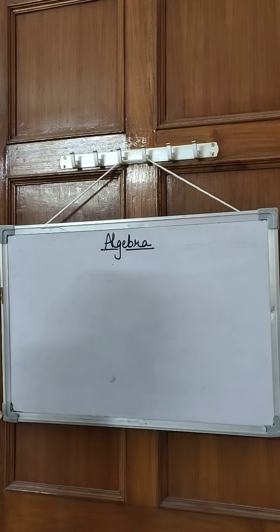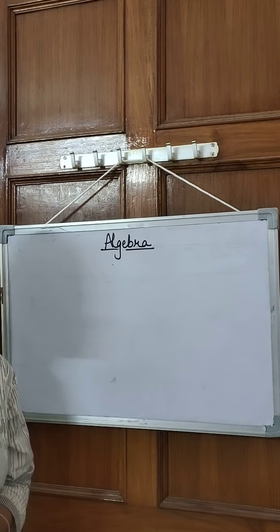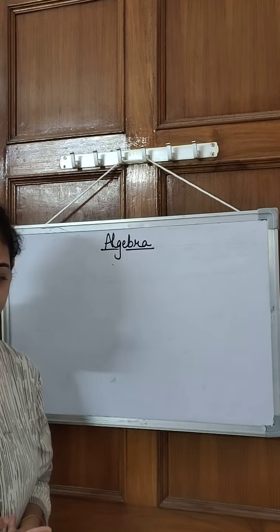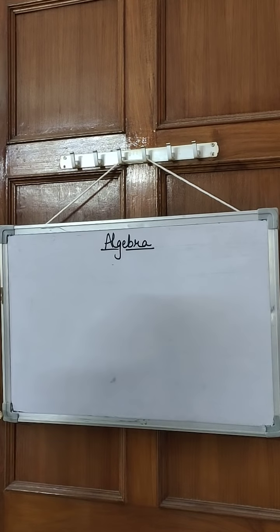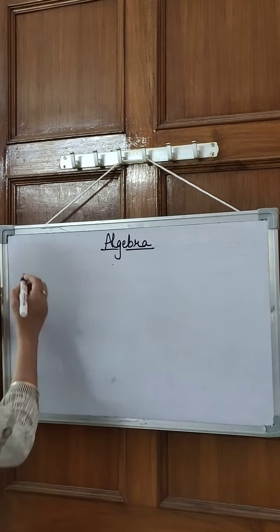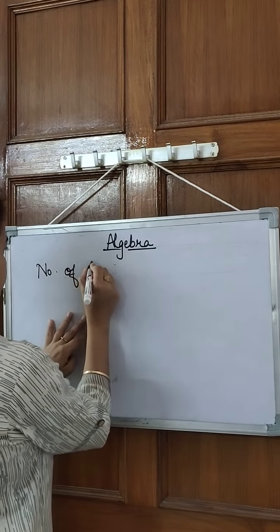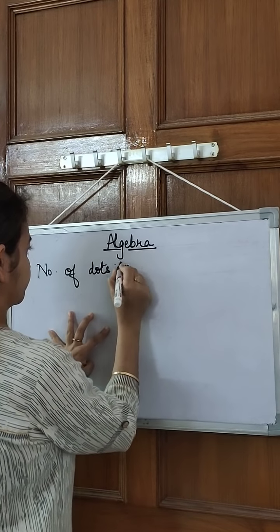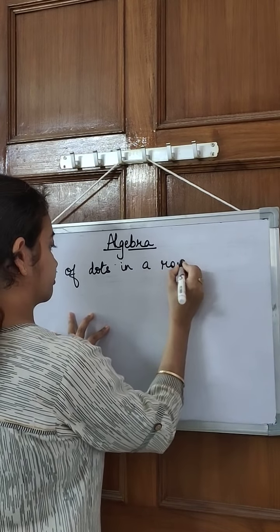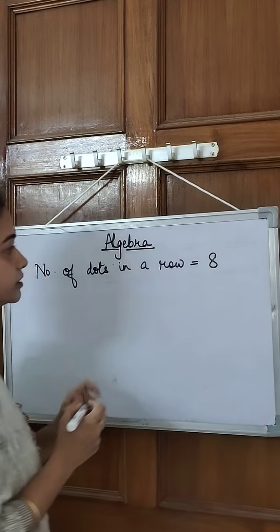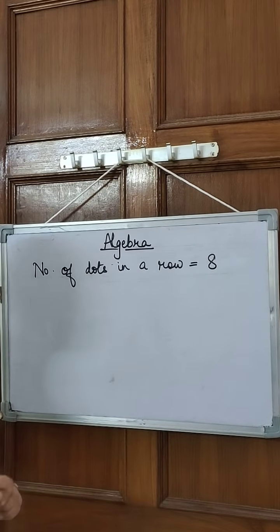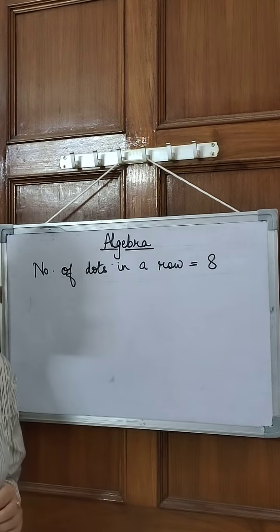Okay, so I am reading the first question for you. That is the question from your exercise 9.1. We will solve that question. Anuradha is drawing a dot rangoli. She has 8 dots in a row. So the number of dots in a row is 8. When Anuradha is drawing the rangoli, in a row she is drawing 8 dots.